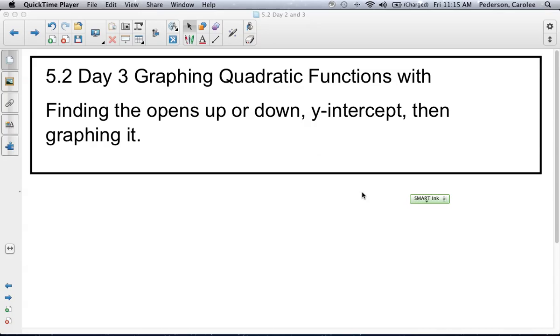Day 3. We're going to focus on continuing how to graph quadratic functions. We're going to identify if the graph opens up or down, so it has a maximum or minimum point, the y-intercept on the y-axis, and then we're going to graph the parabolas.